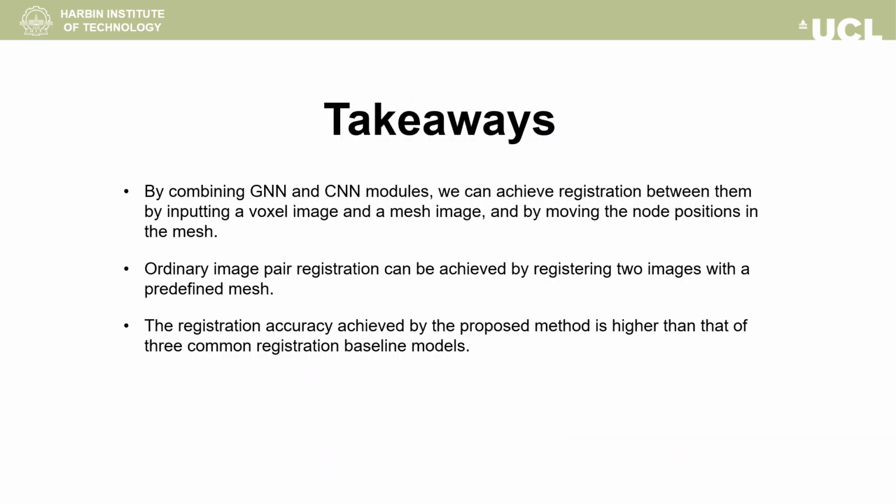Takeaways for you. By combining GNN and CNN modules, we can achieve registration by inputting a voxel image and a mesh, and by moving the node positions in the mesh. Ordinary image pair registration can be achieved by registering two images with a predefined mesh. The registration accuracy achieved by the proposed method is higher than that of three common registration baseline models.